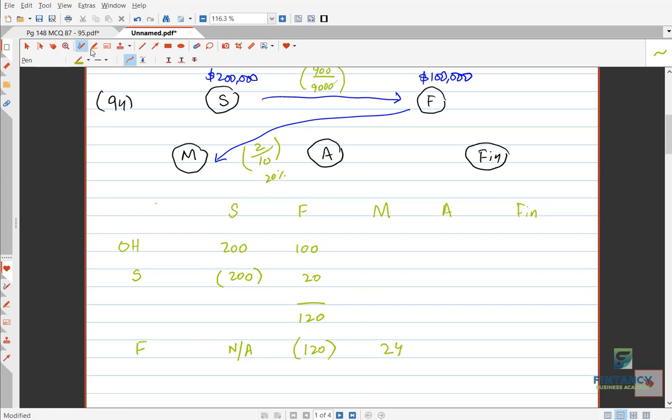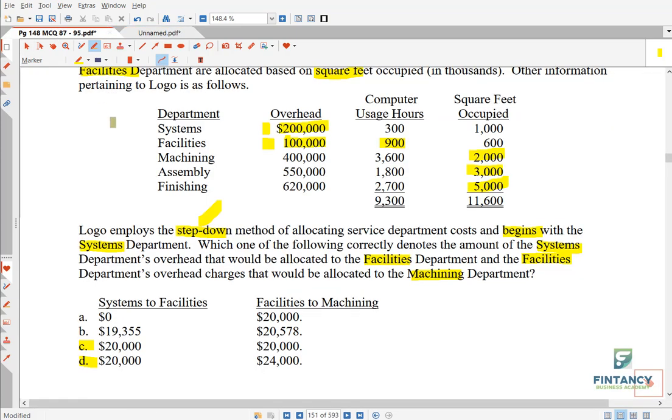So see, you got your answers. The first answer was 20 and the second answer is 24. Right? Please write yes in the chat box if everything is okay till now. So see, this is the answer. D is the answer.